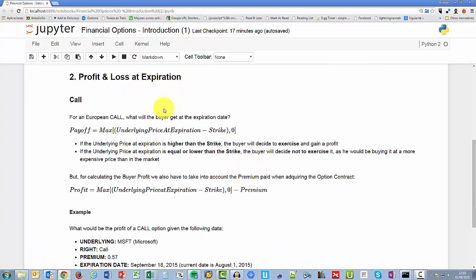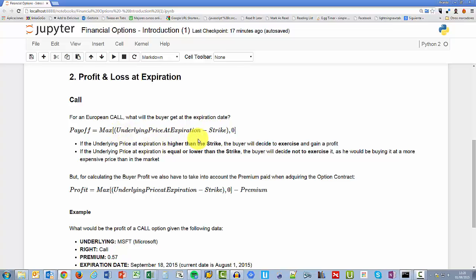We are going to suppose that we are working with a European call in this case, so we can only exercise it at the expiration date. What would be the payoff at the expiration date? It would be the maximum of these two values. If the underlying price at the expiration date is higher than the strike, the price agreed in the option contract, then we would get this payoff, because normally the buyer would exercise and get the underlying at the strike, which is lower than the price at the market.